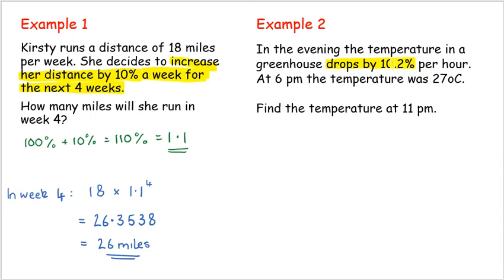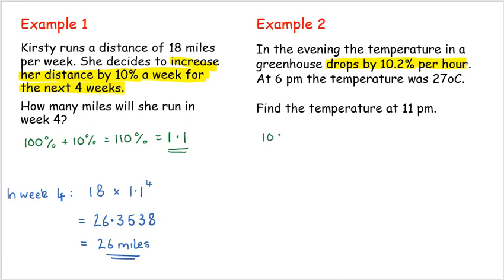Now, this is happening every hour, and we have multiple hours between 6 and the time that we want. Okay, so we are looking at a 5-hour difference between 6 and 11, so it's decreasing by 10.2% 5 times. So this is definitely a compound percentage question. So the first thing to do is let's work out what multiplier we would use for a 10.2% decrease.